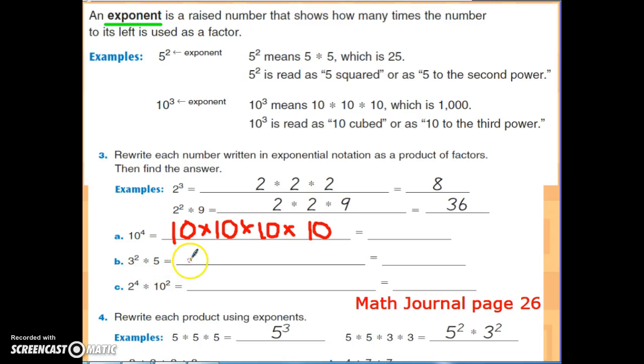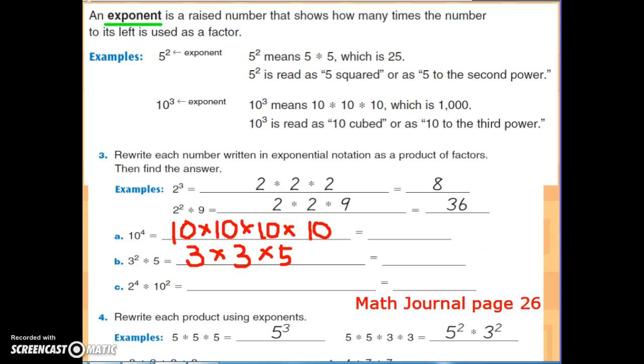Let's take a look at letter B. I have 3 to the second times 5. So 3 is going to appear 2 times because it's to the second, so 3 times 3. And then 5 doesn't have an exponent, it's just going to appear once. And so again, I'm going to do 3 times 3, which is 9, times 5, and I'm going to find the answer to that and write it over here.